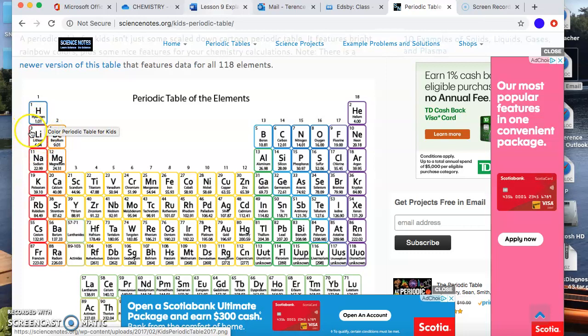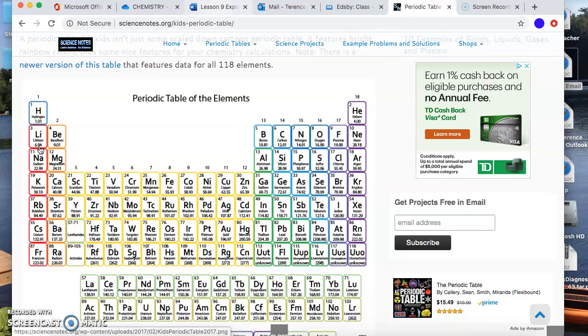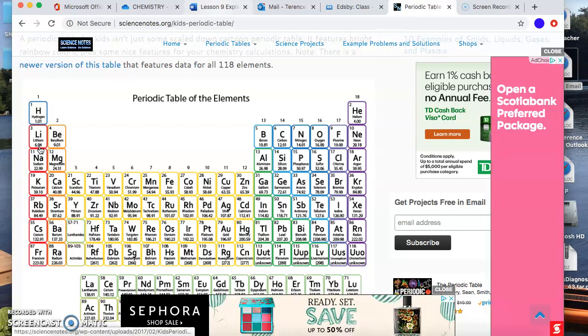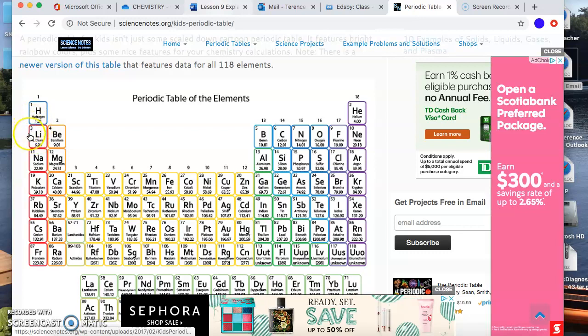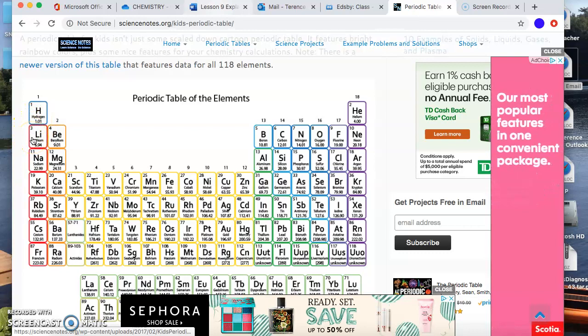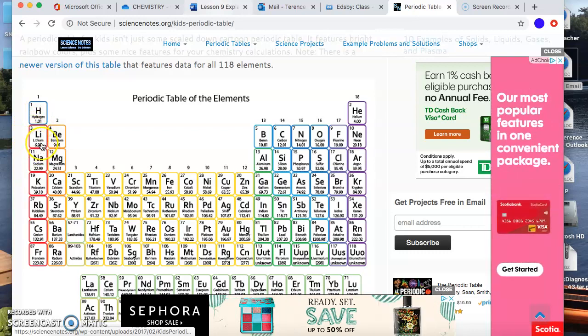If I look at lithium, we know it has 3 protons, because that's the atomic number, but it has a rounded weight of 7. So 3 of the 7 weight units come from the protons. That must mean the remaining 4 come from the neutrons. So that tells me that lithium in its nucleus has 3 protons and 4 neutrons, because 3 plus 4 gives us a weight of 7.